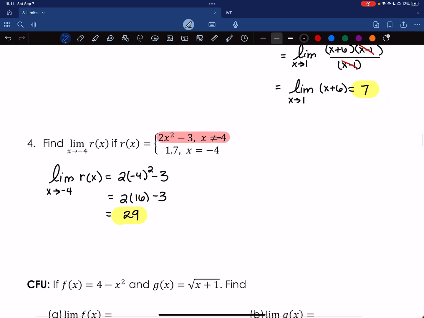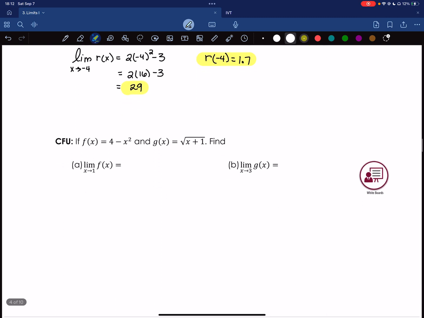Okay, now how would this change if it said r of negative 4? Well, if it wanted r of negative 4, that's when you would use 1.7. Okay, evaluating it, you use that last one. For the limit, because of how it's written, you would use the left side and the right side.